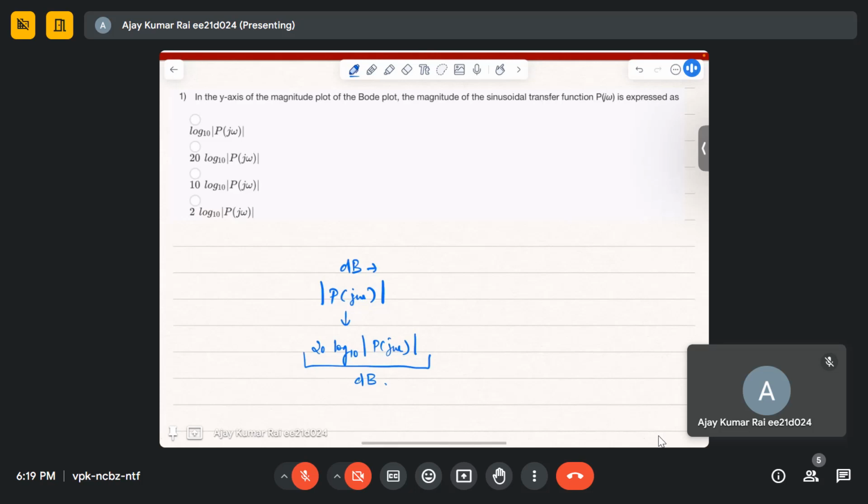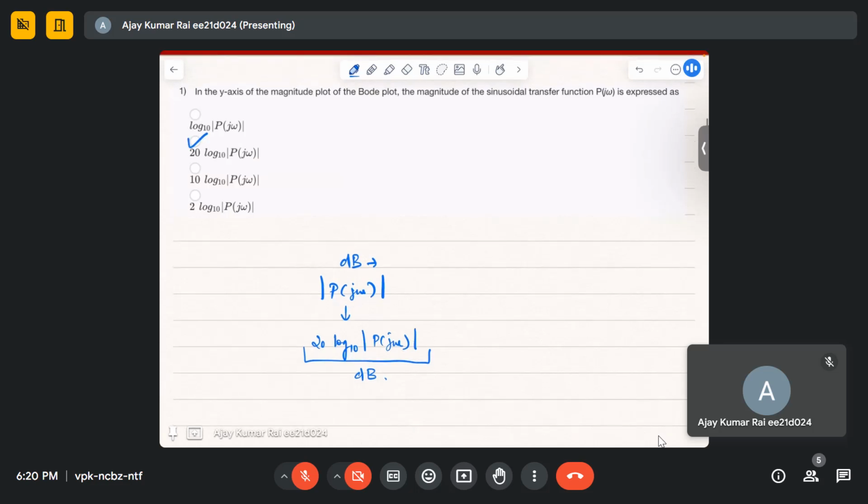In the y-axis of the magnitude plot of the Bode plot, the magnitude of the sinusoidal transfer function is represented this way. So the first is very simple, and the second option is correct. I hope there is no doubt.